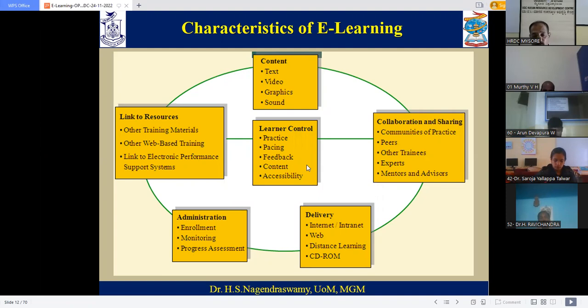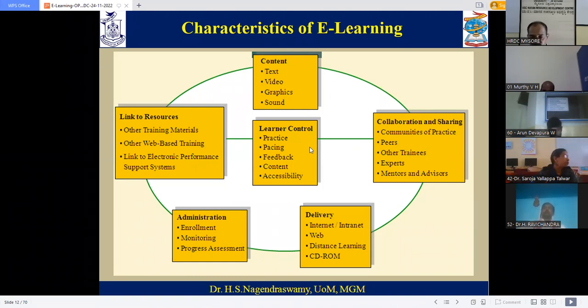And then the content, of course, is presented, as we already mentioned, as text, video, graphics, and sound, which helps you better understand the idea and the concept. And also accessibility: everybody can access it, right? Because it is in the form of a digital library. Whenever you want, wherever you want, anytime you want, you can access such a library of information. So when it comes to a learner, the learner has control over all these parameters: practice, pace, feedback, content, and accessibility. These are some of the very important characteristics of an e-learning platform.